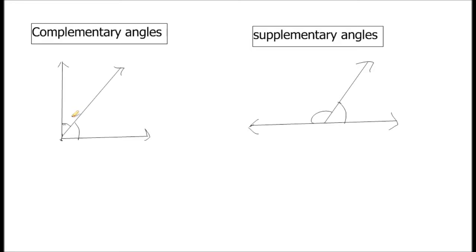If this angle is x and this angle is y, then if the sum of these two angles is 90 degrees, the two angles are called complementary angles. That is, x plus y is equal to 90 degrees. Whereas if we have two angles x and y such that if we add these two values x and y, it is 180 degrees, then the two angles are supplementary angles.